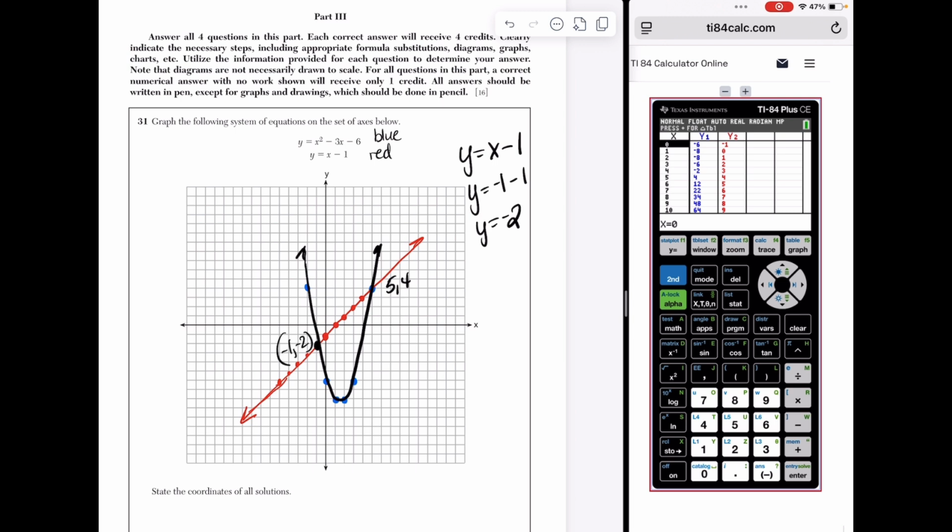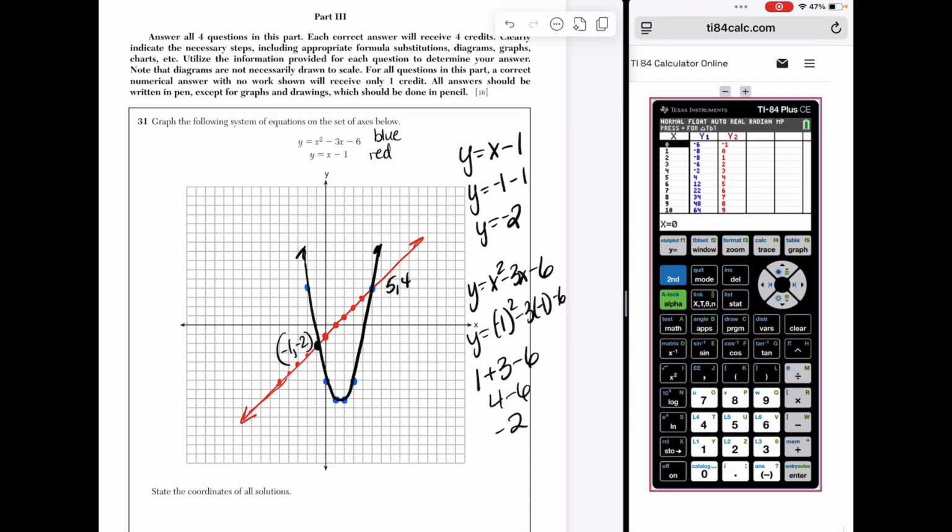And I could even, if I wanted to, go and put in the points on the other one. So y is equal to x squared minus 3x minus 6. So I can just put in -1. So y is equal to -1 squared minus 3 times -1 minus 6. So negative 1 times negative 1 is 1. Plus 3 minus 6. 1 plus 3 is 4. 4 minus 6 is -2. So yep, that's the other point.